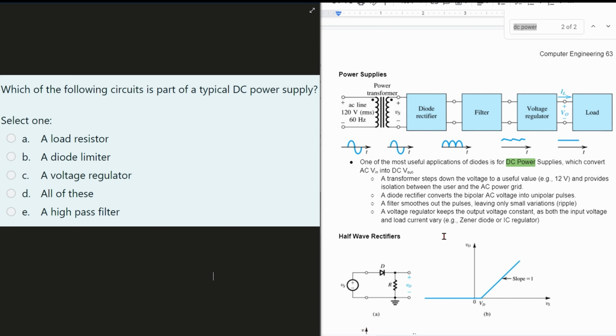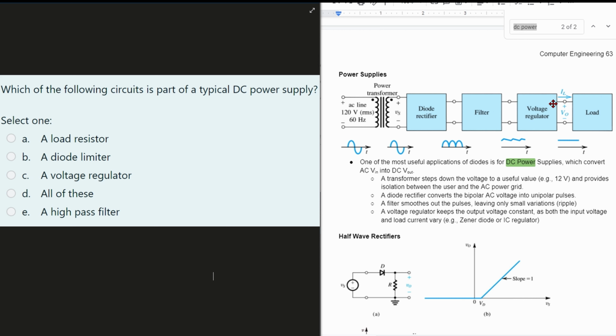A diode rectifier converts the bipolar AC voltage into unipolar pulses. So unipolar pulses is basically saying we're going from up, down to just how we have it up here, where it's just up the entire time. A filter is going to smooth out the pulses, leaving only small variations. So after we hit this filter, it's going to look something like this. And this is a ripple.